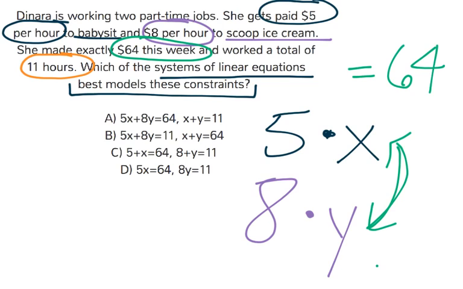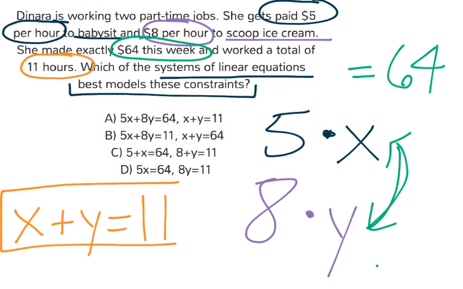And she worked a total of 11 hours as well. So remember, X and Y represent the number of hours she worked at those two different jobs. And so you could also say X plus Y equals 11, because that is the total number of hours she worked from one job added with the other, and that's the total. All right, so now we're just looking for some sort of equation that puts this all together.